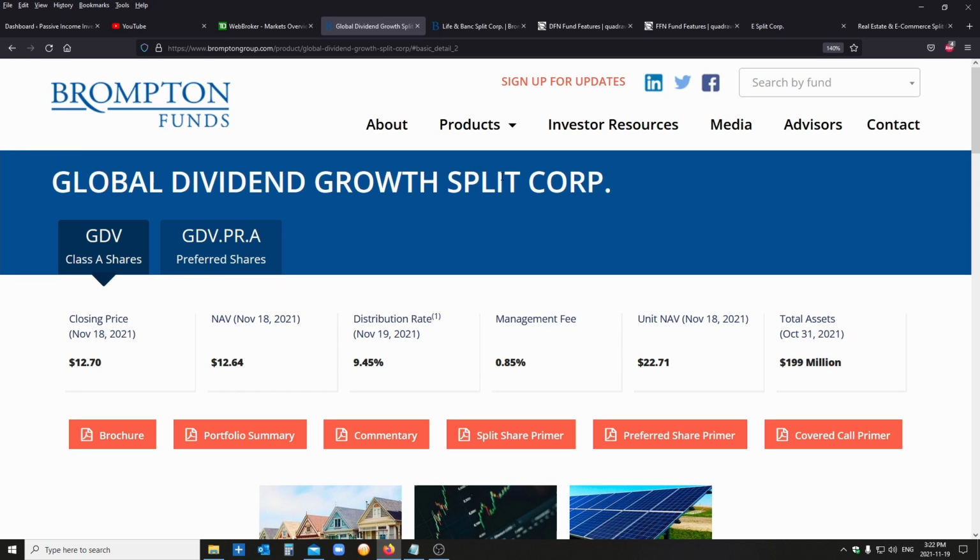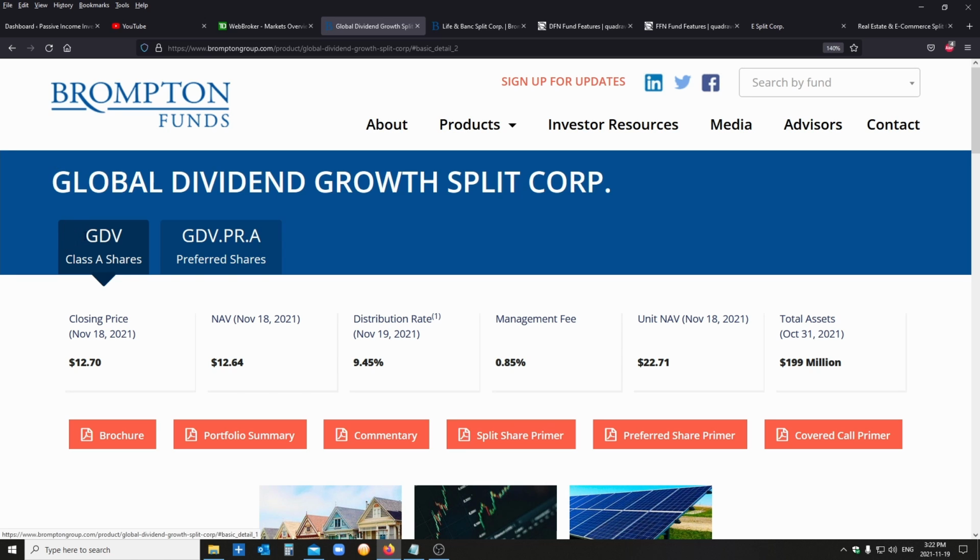So the first one I want to cover is GDV. This is the Global Dividend Growth split corporation from Brompton Funds. This is actually my favorite split fund of all time, and let's explore this in detail. So the first thing you will notice is right here at the top, you have different sections. Just by the way, Brompton Funds has the best website design for split funds.